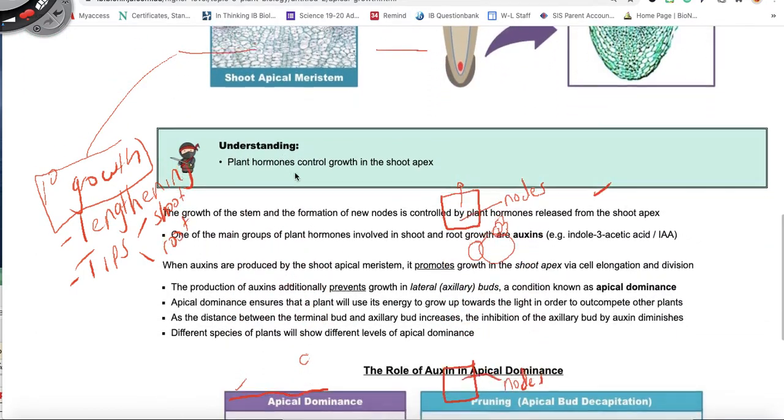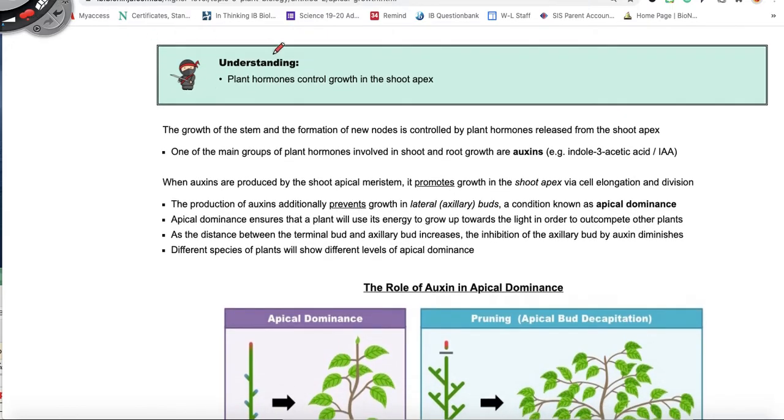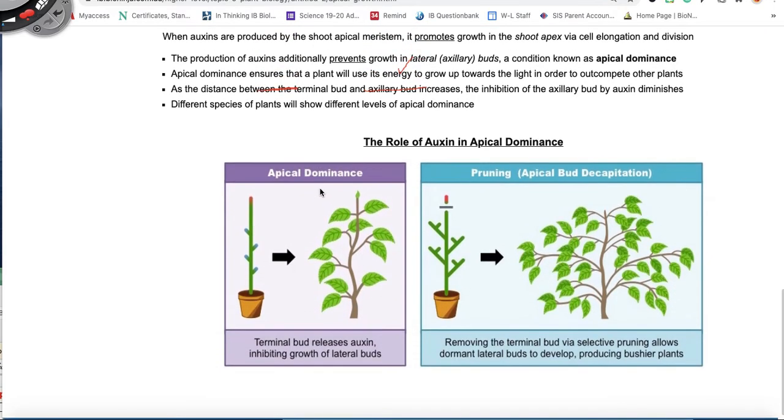Let's scroll down here. So what controls this growth? We know that plants have hormones and that these hormones control the growth in the shoot apex. And actually, they somewhat control it in the root as well. It's just that it happens differently, and we'll talk about that when we look at our next video on auxins. But let's focus right now on how these plant hormones are controlling growth in the shoot apex. And this is really interesting. So here you see the shoot apical meristem, or the shoot apex, right?